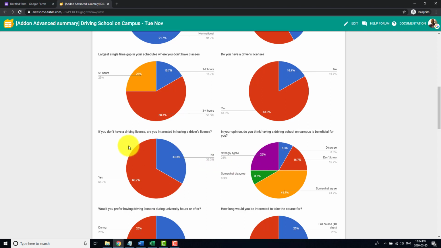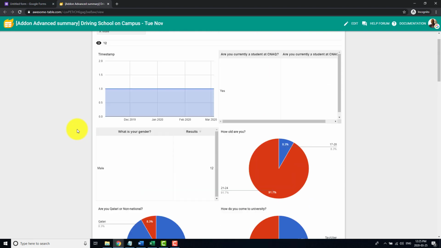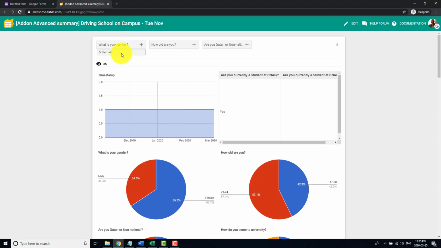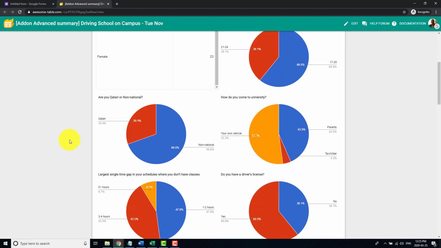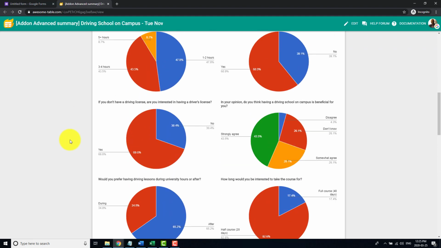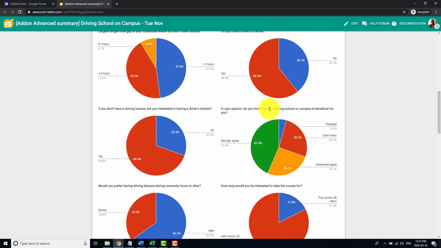So that leads me to one logical conclusion. If males support this business less than females, so far females are going to be more likely to be the customer. It's just because there can only be one or the other. And let's go back to this. In your opinion, do you think having a driving school on campus is beneficial to you?